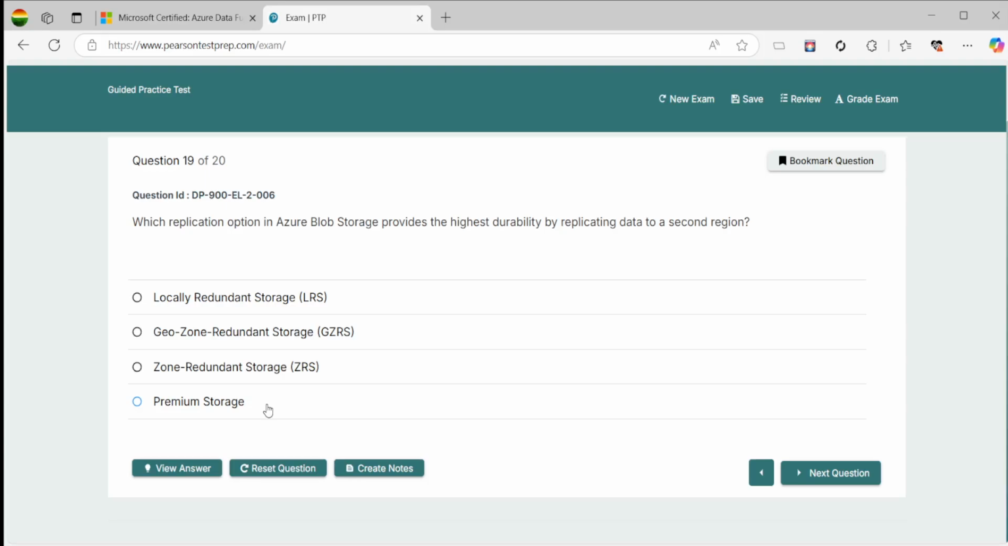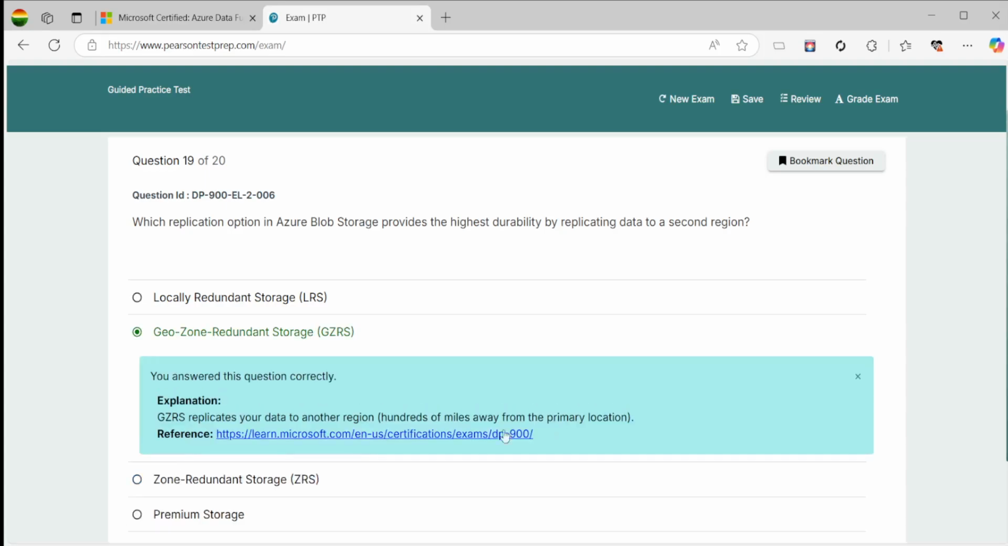Which replication option in Azure Blob Storage provides the highest durability by replicating data to a second region? LRS, locally redundant storage, GZRS, geo-zone redundant storage, ZRS, zone redundant storage, or premium storage? Well, premium storage is for Azure Files, not Azure Blob Storage. The answer is geo-zone redundant storage.